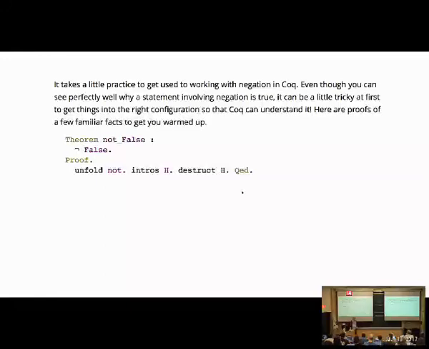Now, it takes a little practice to get used to working with negation, because you sometimes have to do what I was trying to do a second ago, unfold the definition of not, and then maybe get something into the context, or maybe destruct something. So I found when I was learning Coq that manipulating propositions involving not took a little practice. There are plenty of exercises in this section to give you practice. So I recommend just working a few of them until it starts to feel natural, and then jumping to the next.